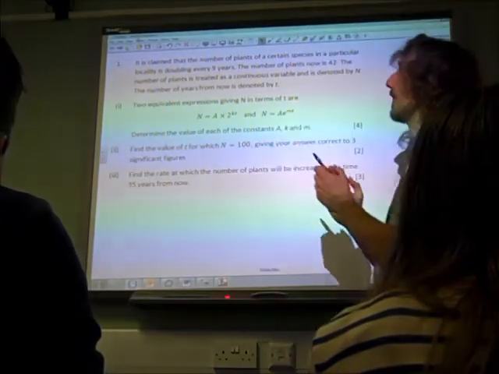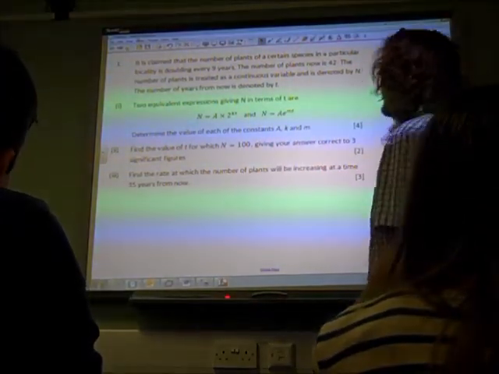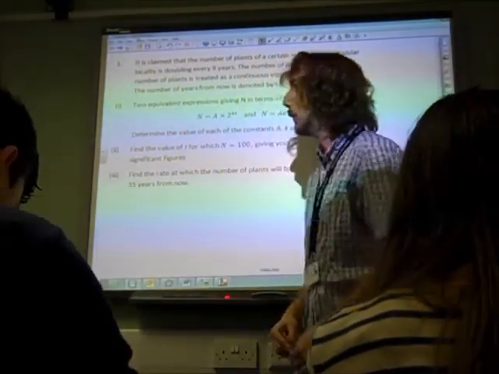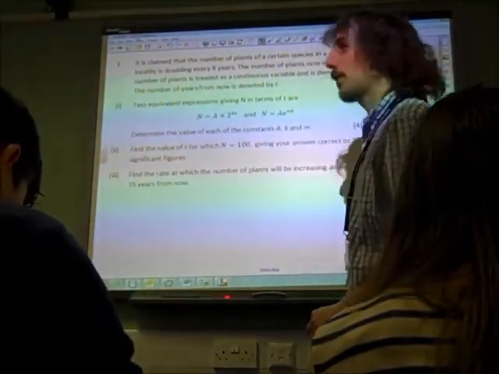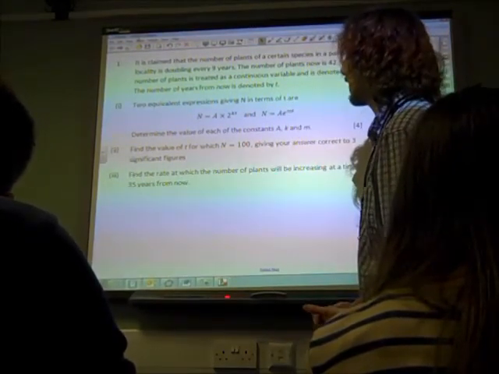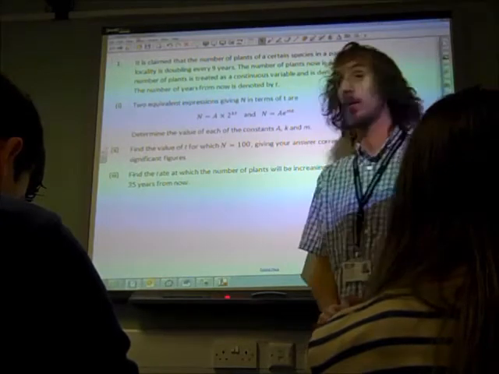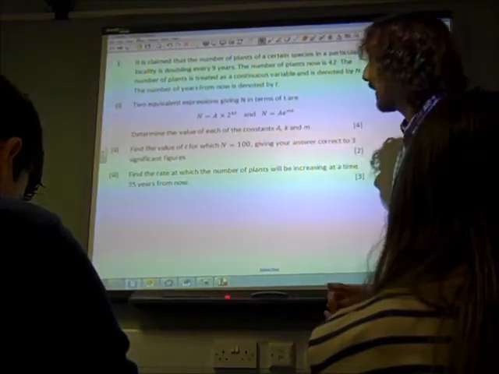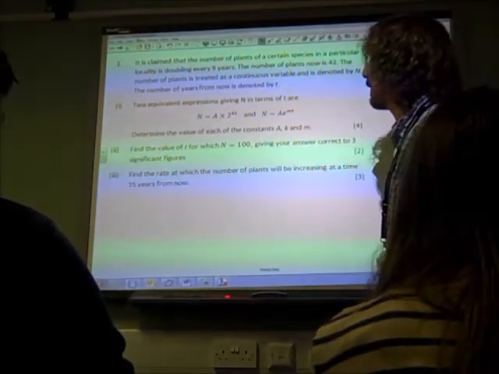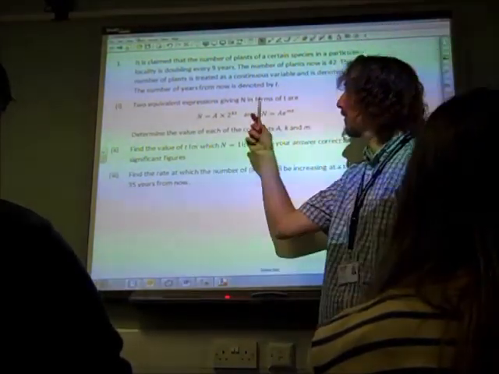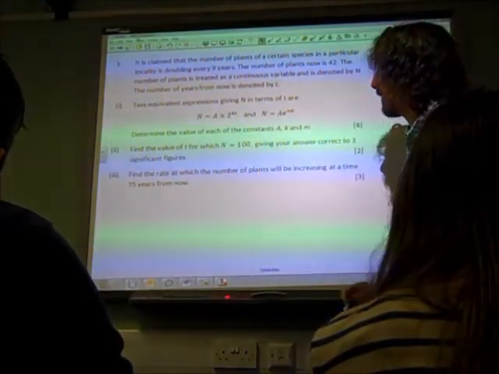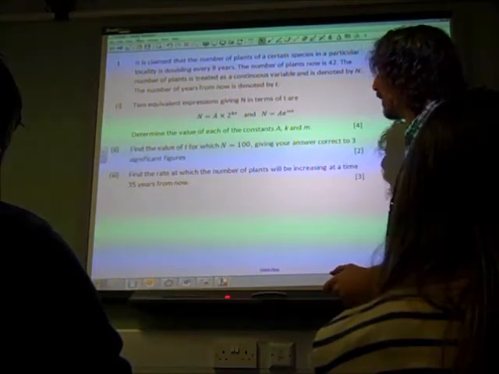It's claimed that the number of plants of a certain species in a particular locality is doubling every 9 years. The number of plants now is 42. The number of plants is treated as a continuous variable and is denoted by n. The number of years from now is denoted by t. Two equivalent expressions giving n in terms of t are n is a times 2 to kt and n is a e to the mt. Determine the value of each of the constants.